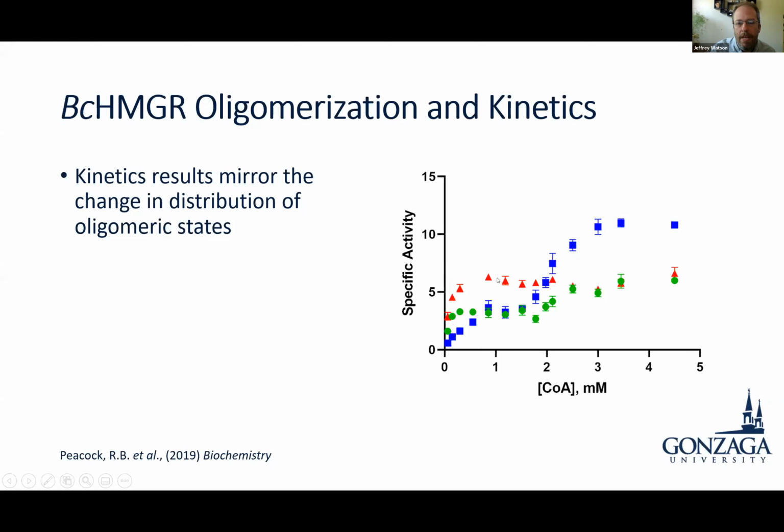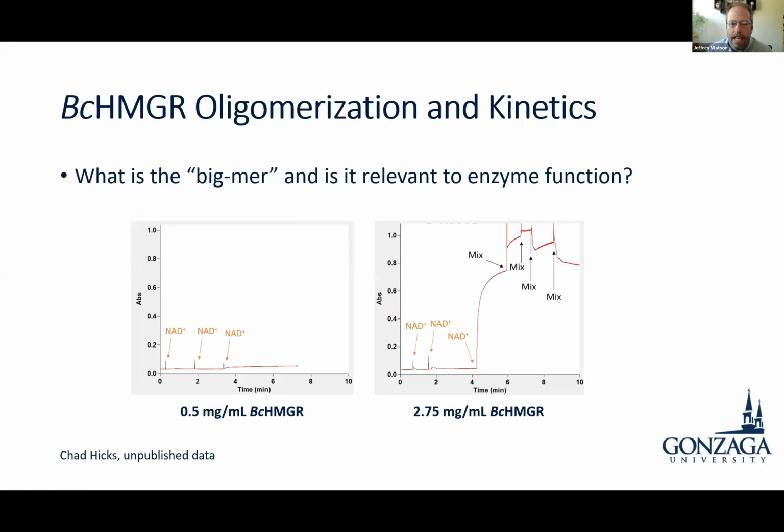Now, as we go to pH 9, which we presume is predominantly one state, you can see that we have a nearly single hyperbolic curve here. So one of the things that this brought up is just what is the bigmer, and is it relevant to enzyme function? If you were at the webinar yesterday talking about filamentation, you'll know already that assembly of large particles can be pretty significant drivers of enzyme function.